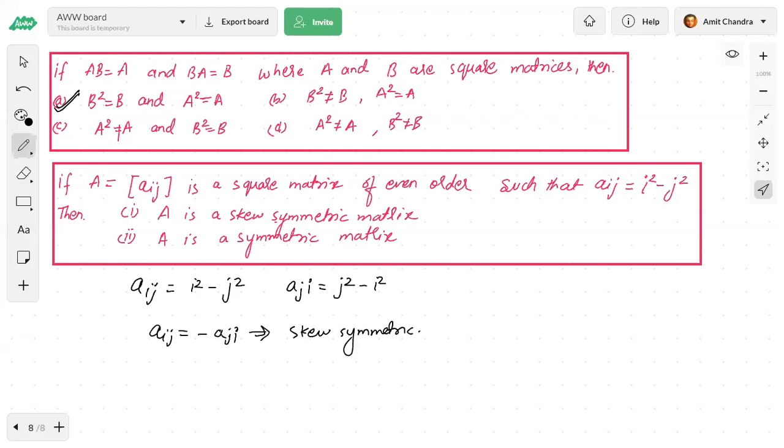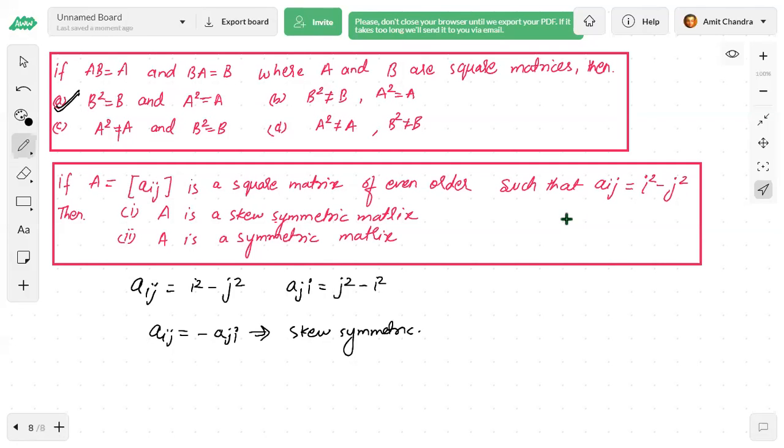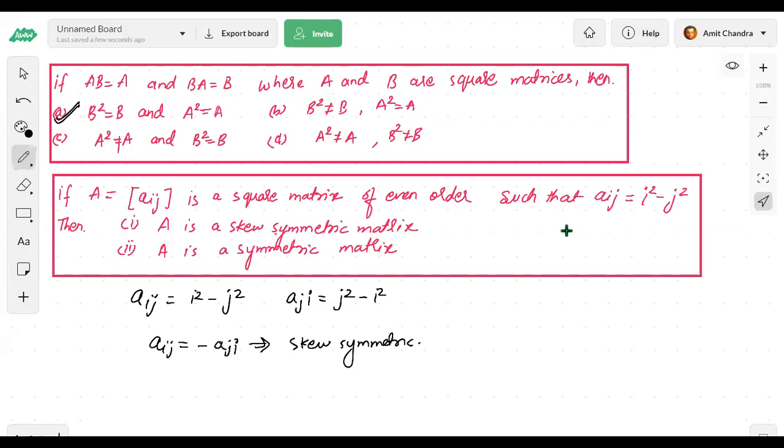Okay, so this is all for today. I have not taken more matrices today because I don't want to overburden you, right? So we will do the remaining special kinds of matrices in the next class or on Monday.